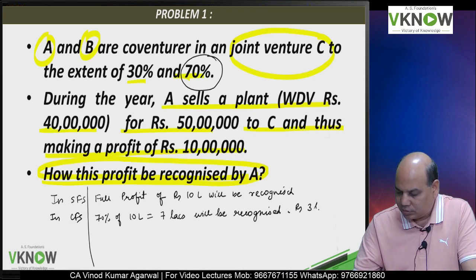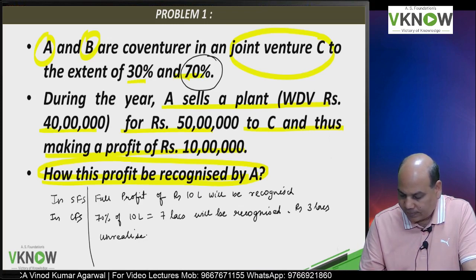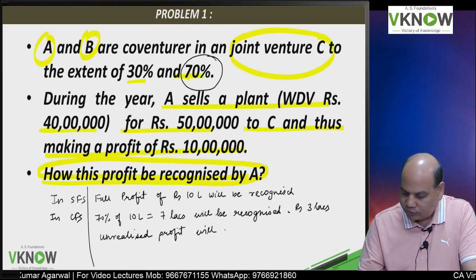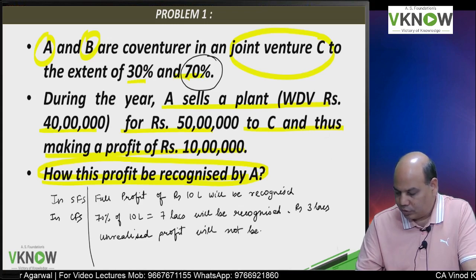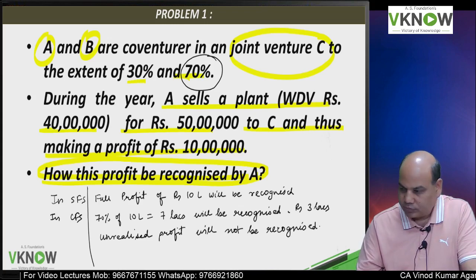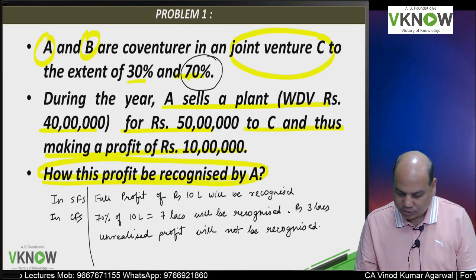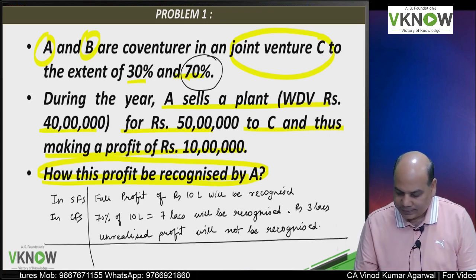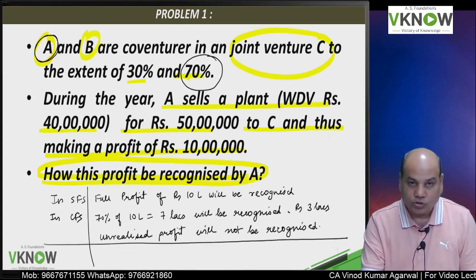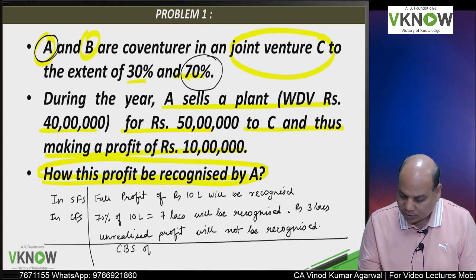Rupees 3 lakh unrealized profit will not be recognized. And suppose you are preparing the consolidated balance sheet of A. In the consolidated balance sheet of A, asset will appear.